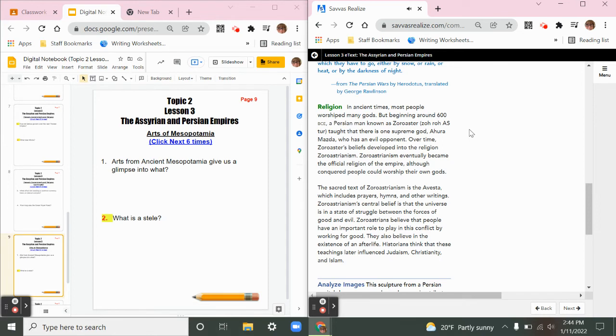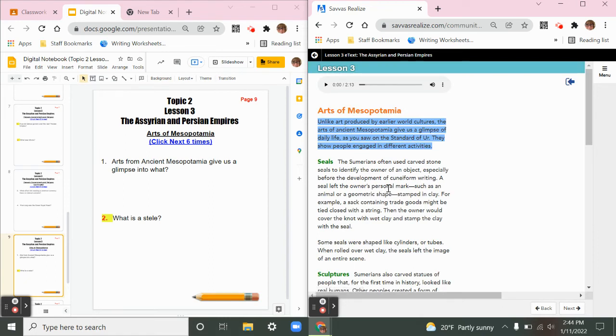The sacred text of Zoroastrianism is the Avesta, which includes prayers, hymns, and other writings. Zoroastrianism's central belief is that the universe is in a state of struggle between the forces of good and evil. Zoroastrians believe that people have an important role to play in this conflict by working for good. They also believe in the existence of an afterlife. Historians think that these teachings later influenced Judaism, Christianity, and Islam.